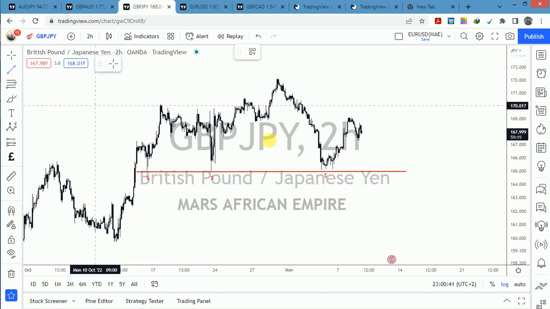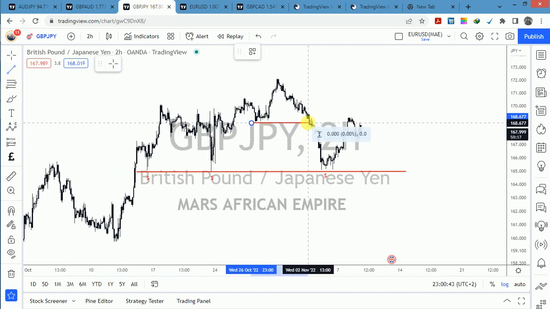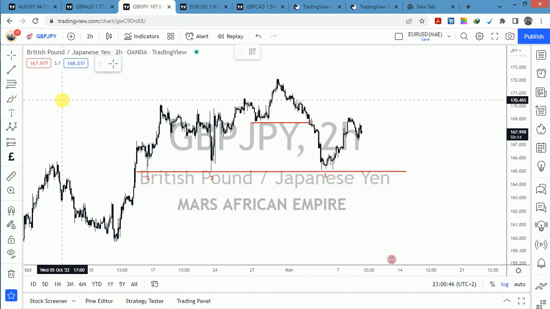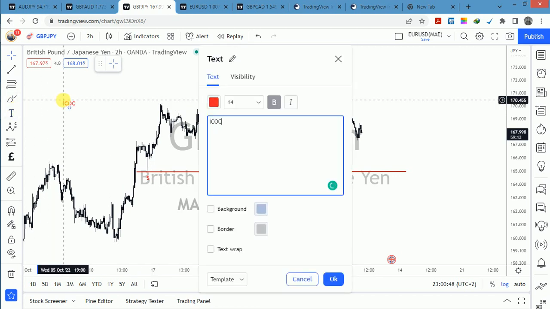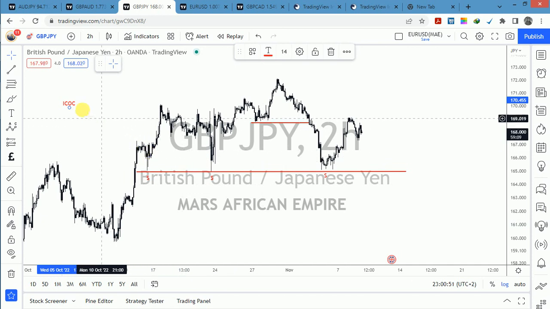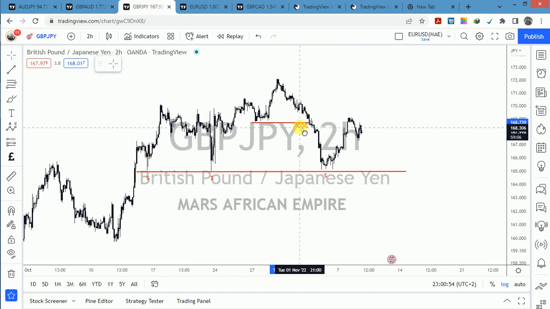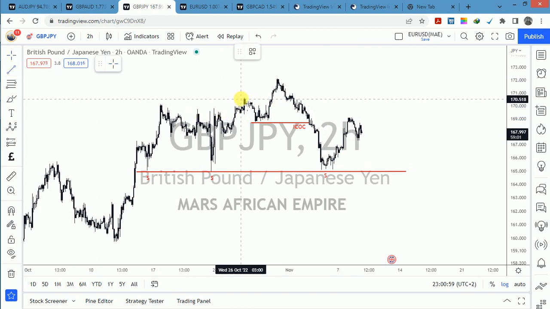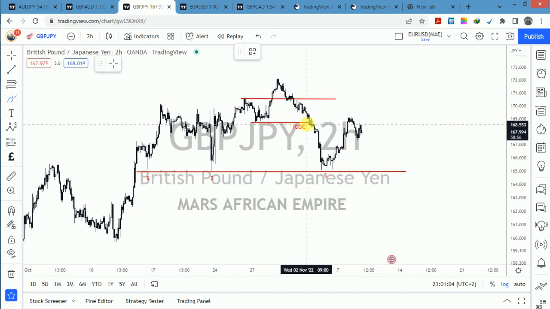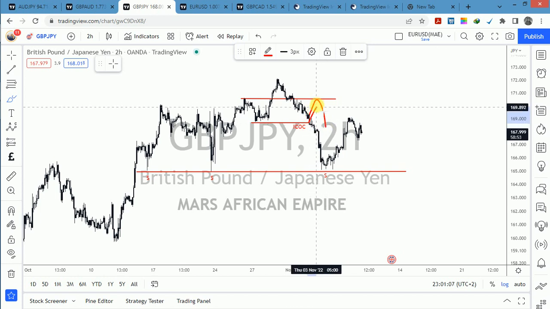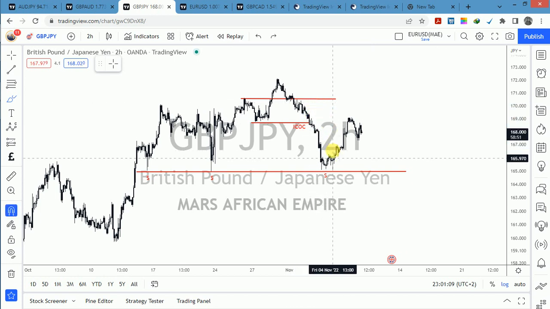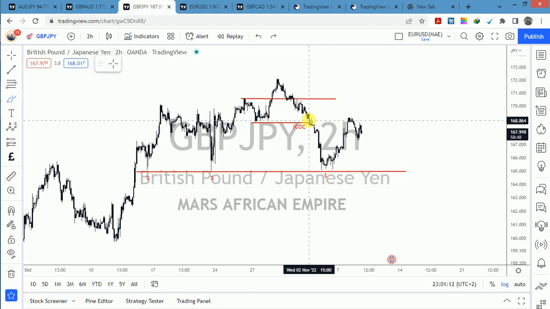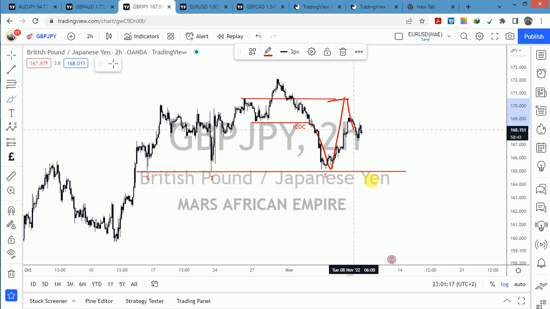So I can see an internal change of character here. I can see an internal change of character there. That is a change of character. So I can see we were supposed to create a head and shoulders here. Remember, a head and shoulders that fails, then the next thing that we should expect is what? A QML or a QM, a Quasimodo. We should expect price to come back to these and then continue to go down.